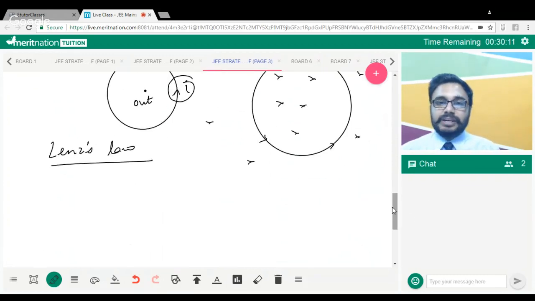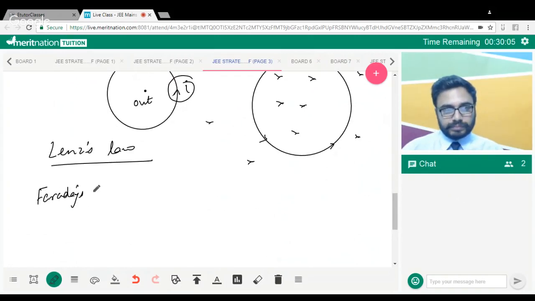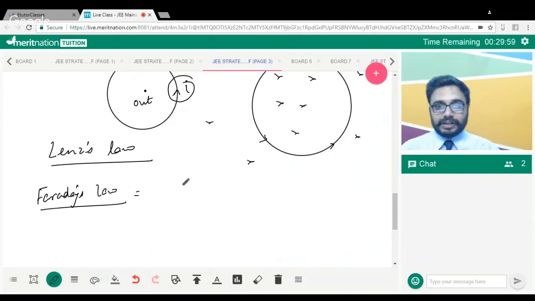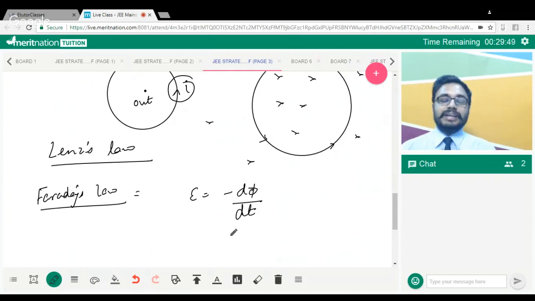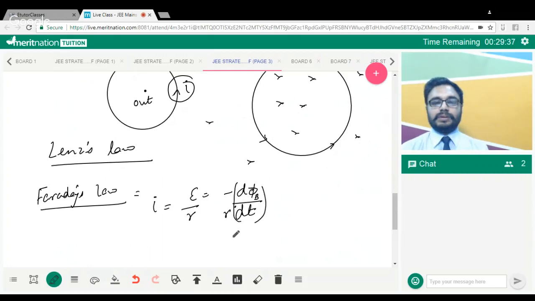What is the magnitude of the induced current? That is given by Faraday's law. Faraday's law gives us the magnitude, actually the EMF induced. That EMF is equal to minus d phi by dt, where phi is the magnetic flux. If I divide it by the resistance of the conductor, I will get the current. So E is equal to minus d phi by dt. We can find the magnitude this way and the direction by Lenz's law. So this is the basic thing in electromagnetic induction.